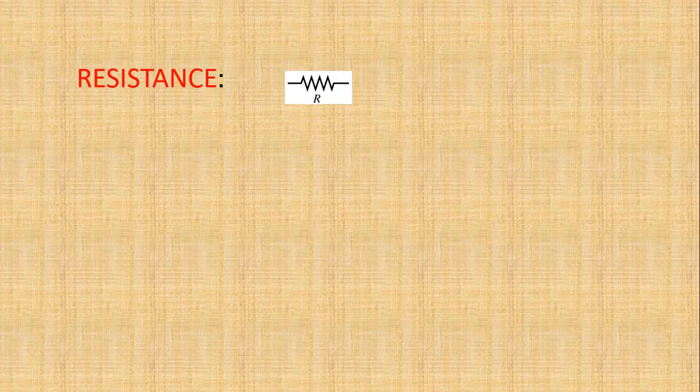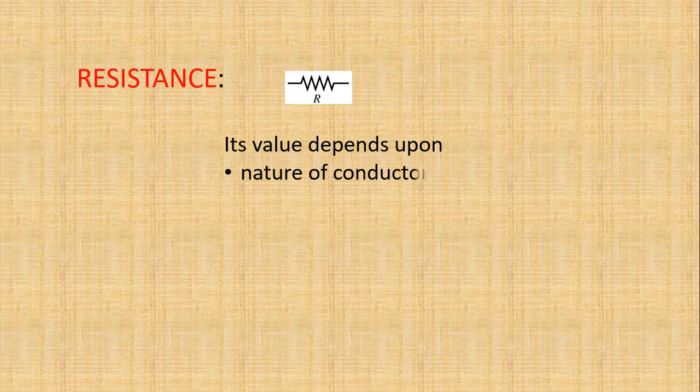Resistance has this circuit symbol, which is used in different types of electrical circuits. The value of the resistance depends upon the nature of the material used in making the conductor. For example, copper, silver, gold, iron, aluminium, etc. The value of the resistance for different types of conductors will be different. This value depends upon the resistivity, which we will discuss later in different topics.